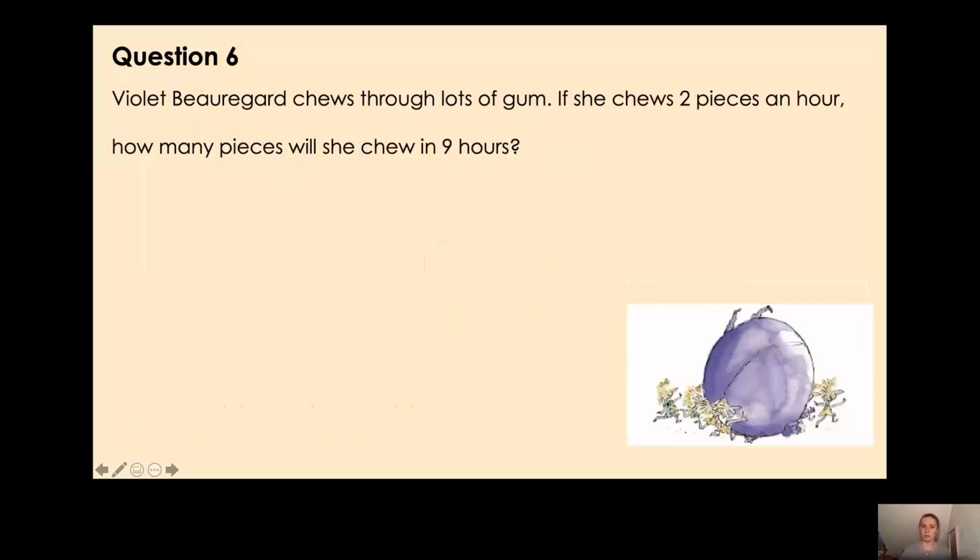Okay, next question. Violet Beauregarde. If you've ever read Willy Wonka, Charlie and the Chocolate Factory, Violet Beauregarde is a character in that. And she chews through a lot of gum, which you'll know if you have either watched the film or read the book. If she chews 2 pieces an hour, how many pieces will she chew in 9 hours? Okay, so she chews 2 pieces of gum in 1 hour. How many pieces will she chew in 9 hours?